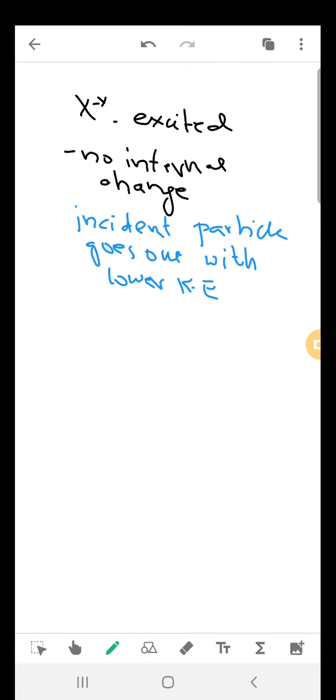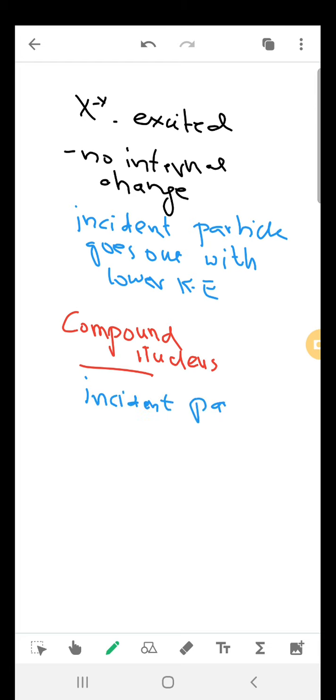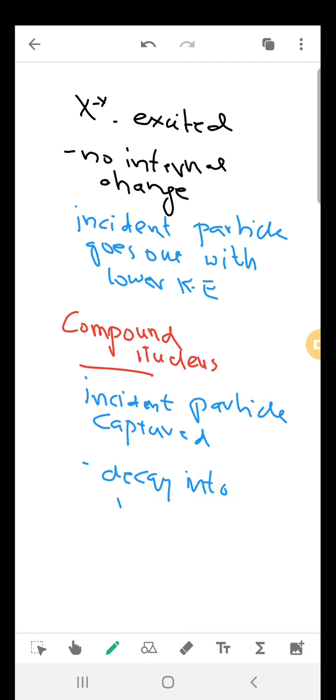Now, considering a compound nucleus, or intermediate nucleus, whatever you can call it, here the incident particle is actually captured, instead of being deflected. After capturing, the compound nucleus has got some excess energy, and it now decays into more particles. So this is what takes place in the case of a compound nucleus.